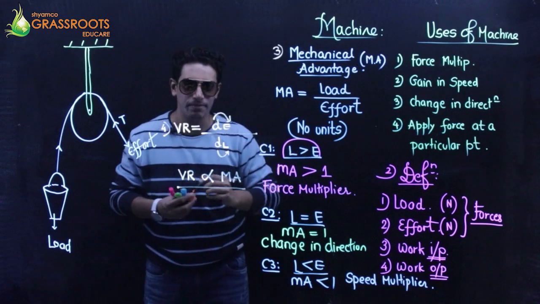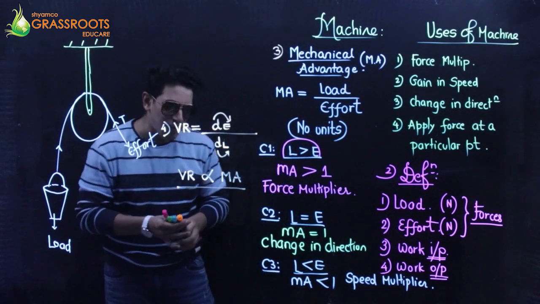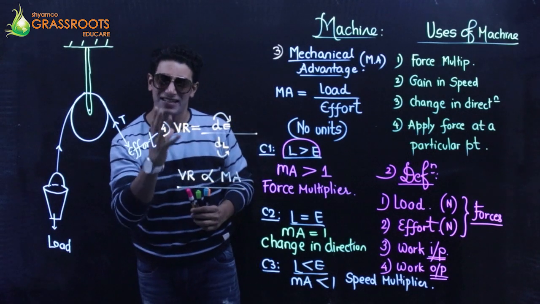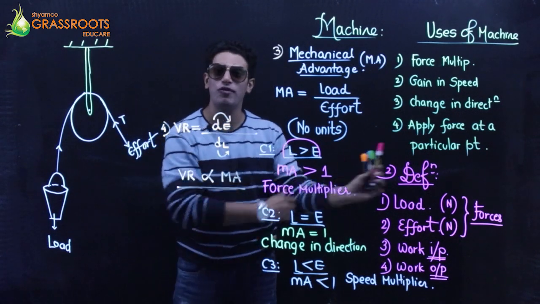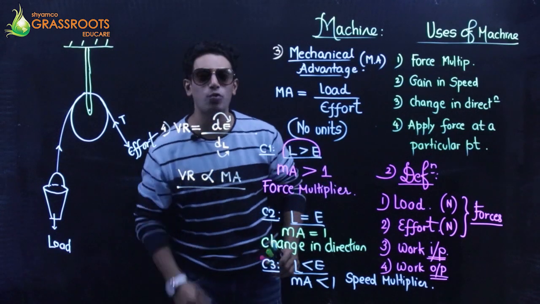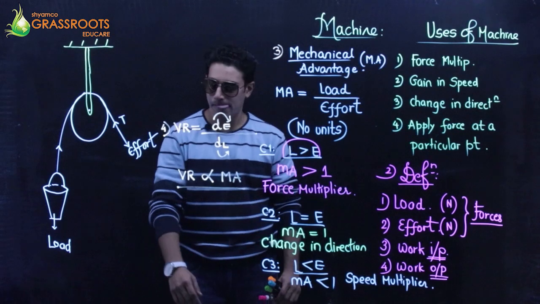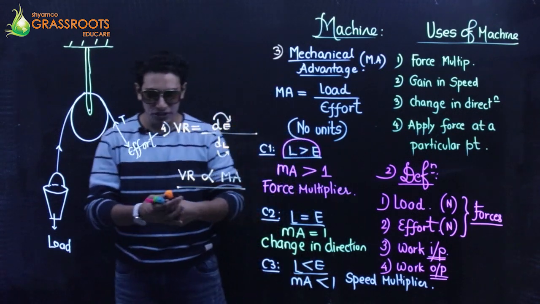Very similarly, if velocity ratio is greater than 1, it means the machine acts as a force multiplier. Equal to 1, change in direction. Less than 1, gain in speed. Right, this was about the velocity ratio.